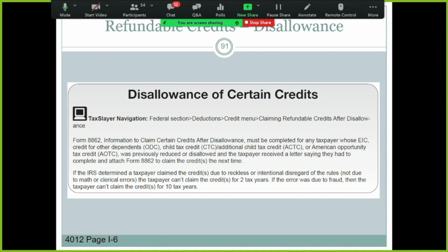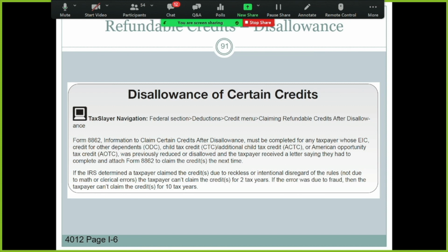Now, also related to these credits, some individuals may have a disallowance for these credits. And so if they have been disallowed in a prior year to claim these credits, they may have to attach a Form 8862 in order to receive that credit in the next tax year. So this Form 8862, it says information to claim certain credits after disallowance, must be completed for any taxpayer whose earned income credit, credit for other dependents, the child tax credit, the additional child tax credit, or the American Opportunity Credit was previously reduced or disallowed. The taxpayer should have received a letter stating that they would have to complete the 8862.